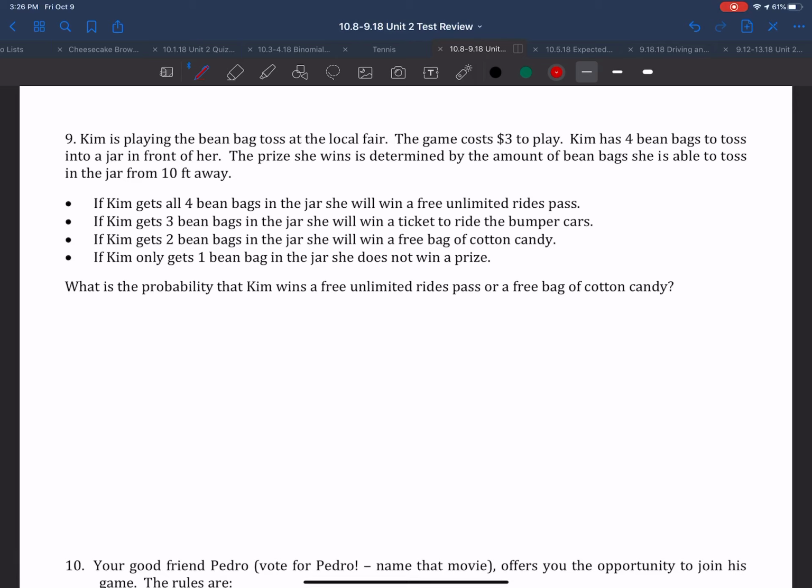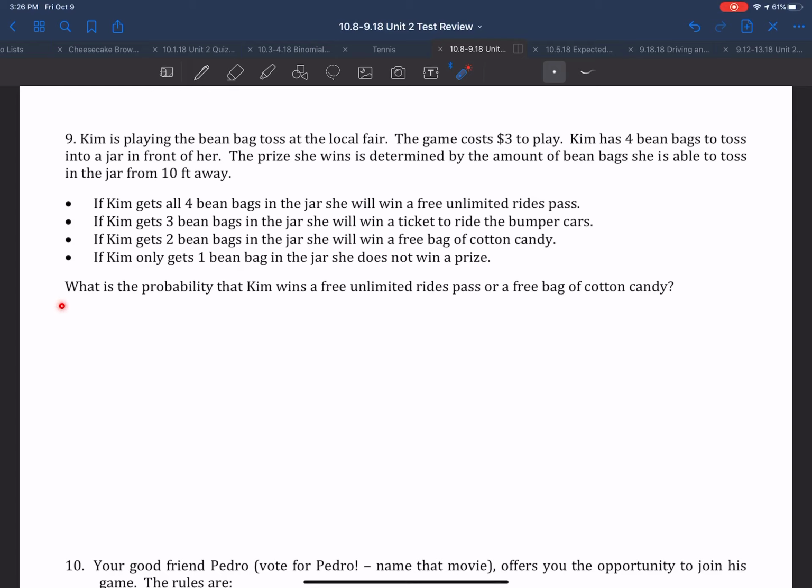All right, number 9, Kim is playing the beanbag toss at the local fair. The game costs $3 to play. Kim has 4 beanbags to toss into a jar in front of her. The prize she wins is determined by the amount of beanbags she is able to toss in the jar from 10 feet away. So if she hits all 4, she wins unlimited ride passes. If she gets 3, she will win a ticket to ride the bumper cars. 2 beanbags made gives her a free bag of cotton candy, and 1 bag she does not win a prize.